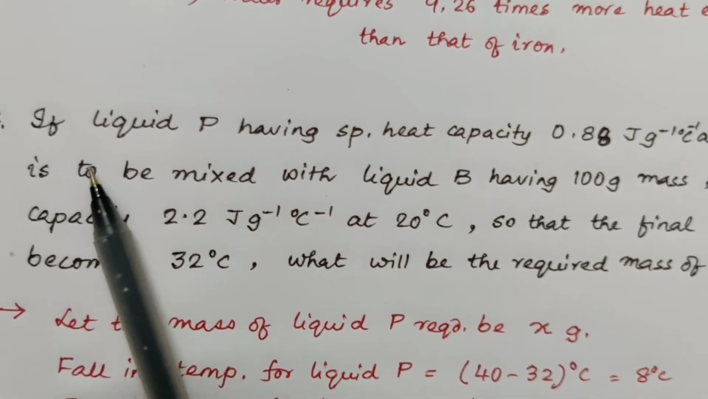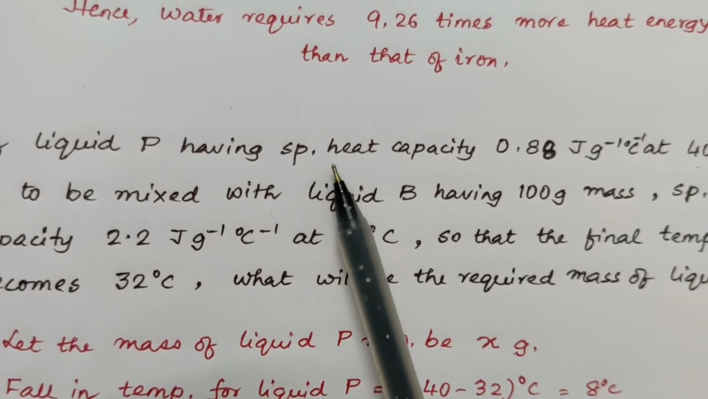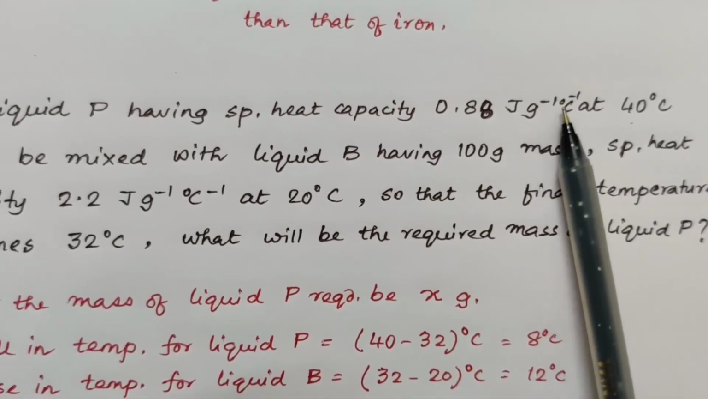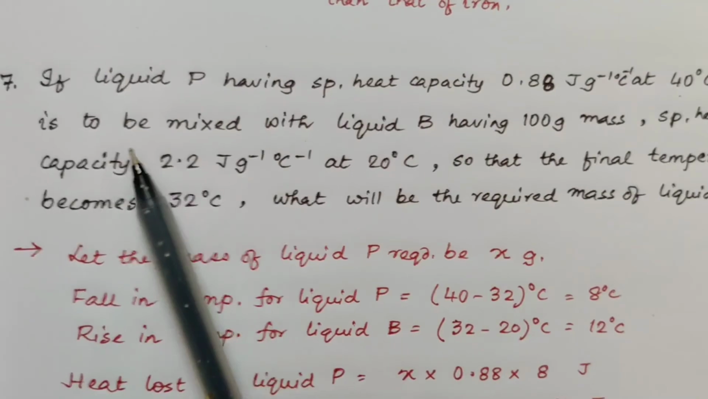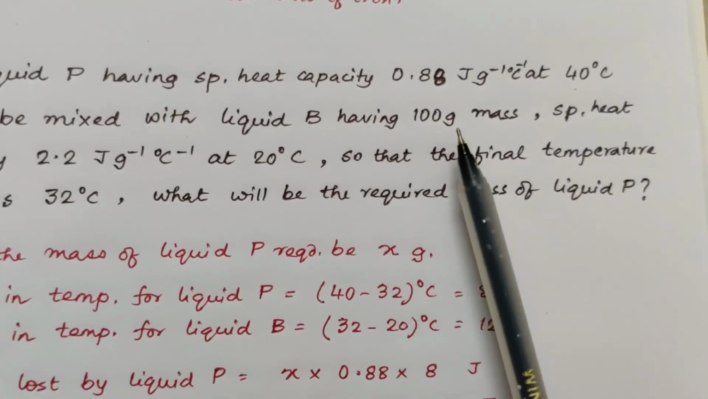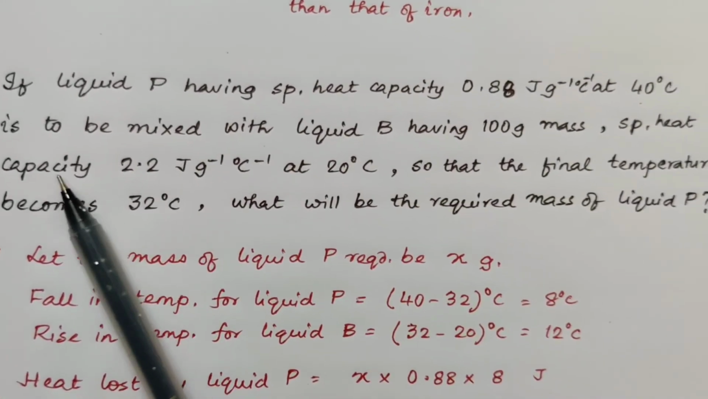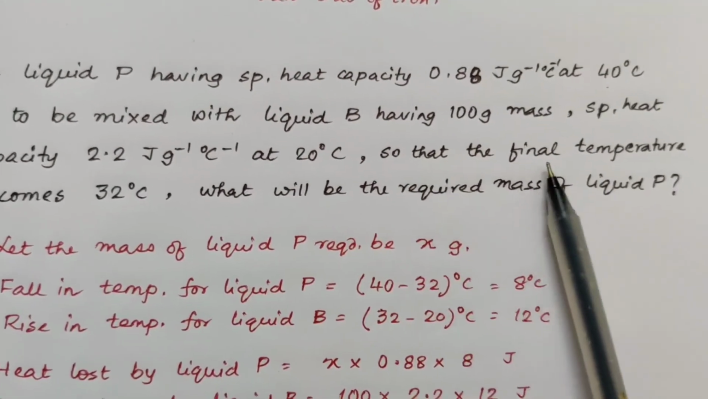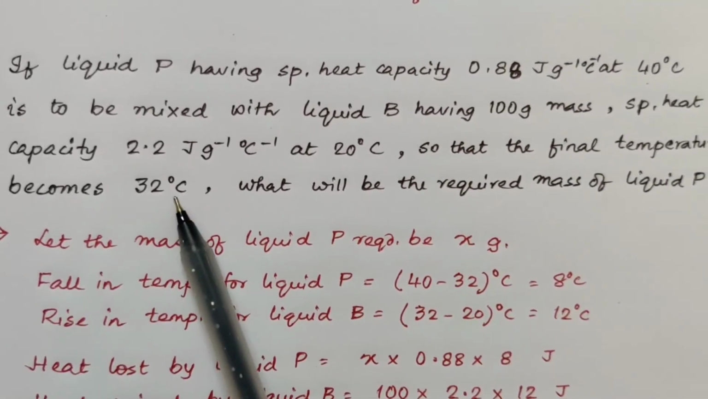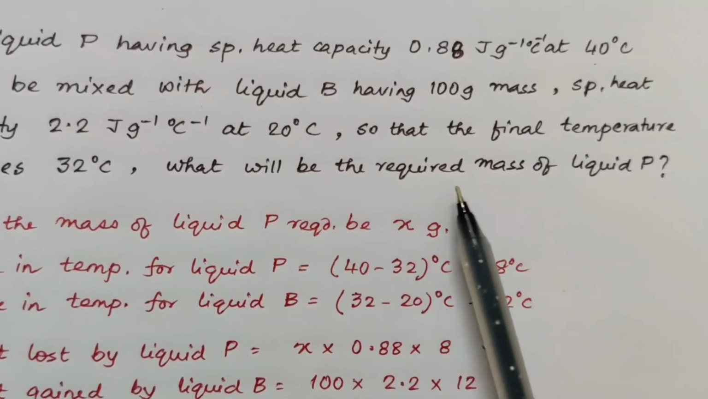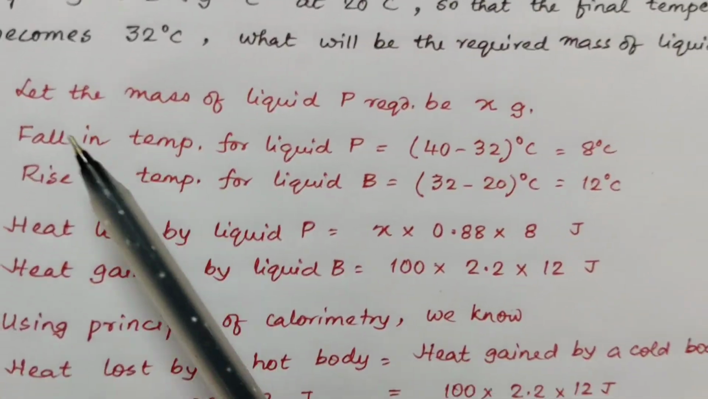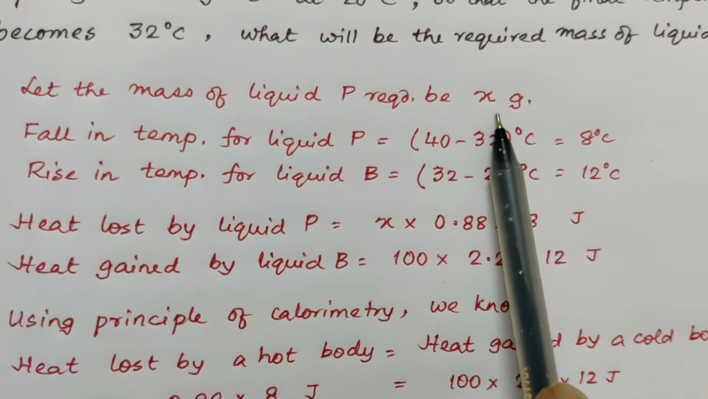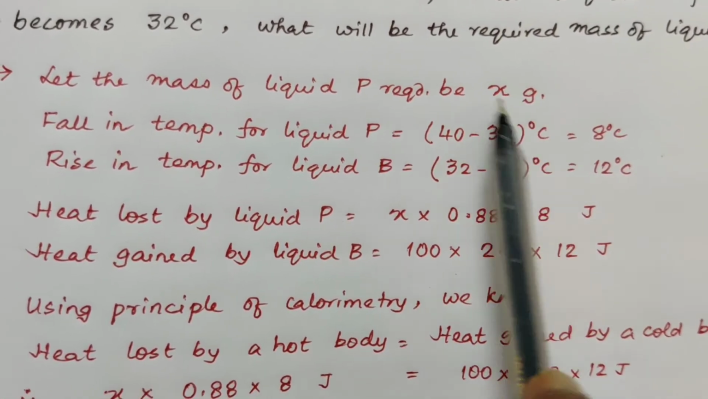Number 7. If liquid P having specific heat capacity of 0.88 joule per gram per degree Celsius at 40 degrees Celsius is to be mixed with liquid B having 100 gram mass, specific heat is 2.2 joule per gram per degree Celsius at 20 degrees Celsius, so that the final temperature becomes 32 degrees Celsius. What will be the required mass of liquid P? So here let the mass of liquid P required be x gram.